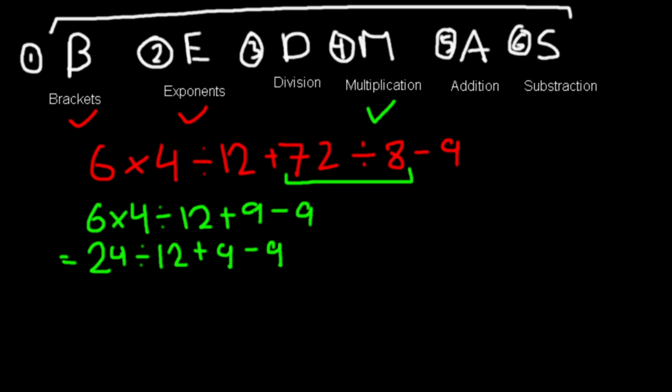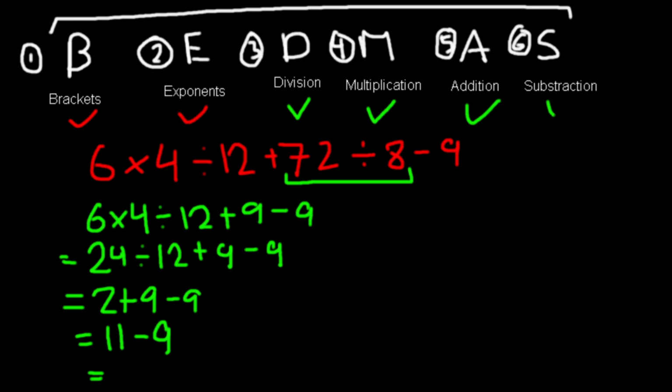Now going back to BEDMAS, we did brackets, we did exponents, but we still have to do division. 24 divided by 12 is 2, and then you have plus 9 minus 9. So we successfully finished brackets, exponents, division, multiplication. All we have to do now is addition and subtraction, which is definitely the easiest. 2 plus 9 is 11 minus 9. So we did addition. Now we have subtraction left. 11 minus 9 is 2.